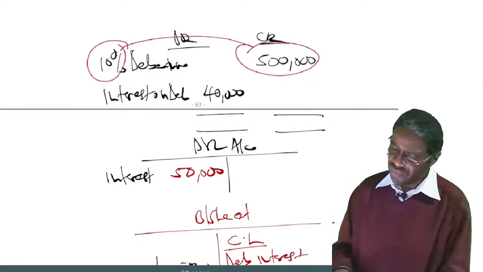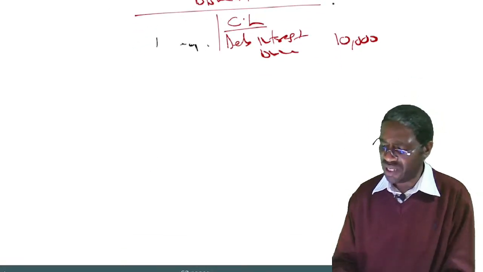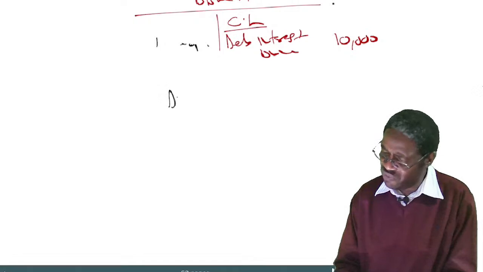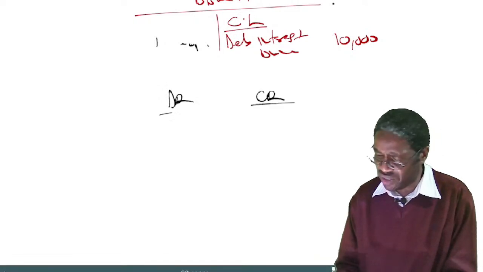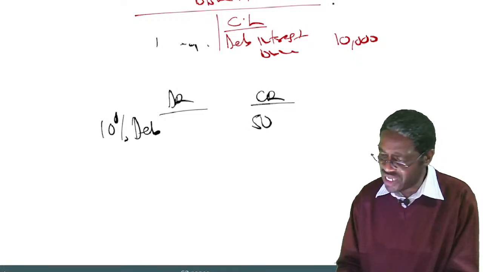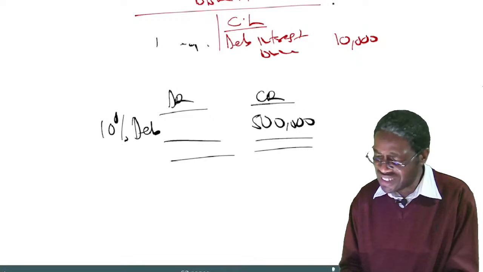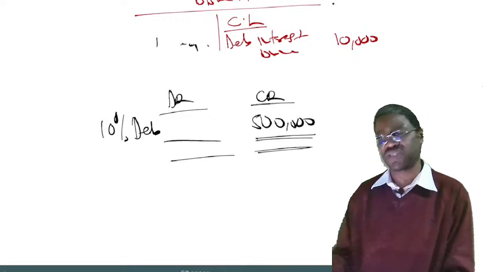Listen, there are times when also the examiner in company accounts used to give you another trial balance of this nature. When you are given 10% debenture amounting again to 500, and in that trial balance there is nothing like the interest.